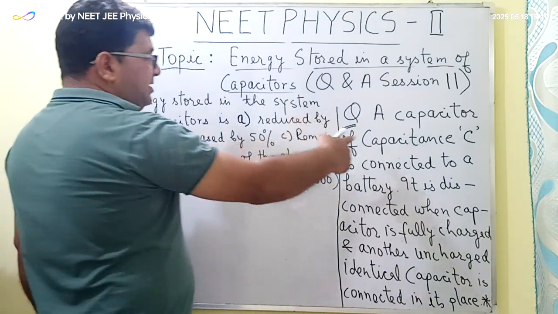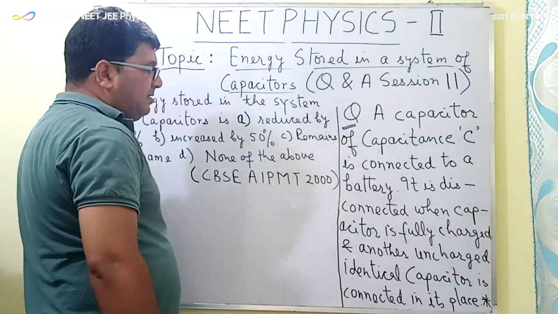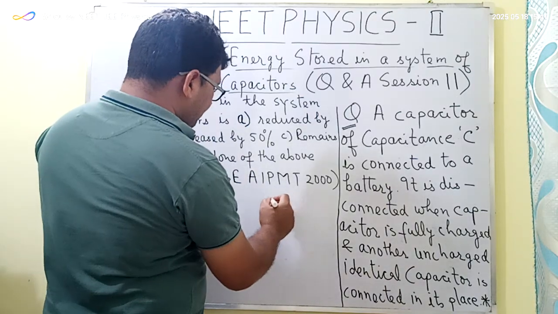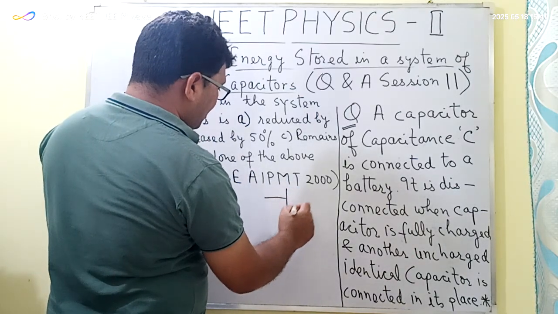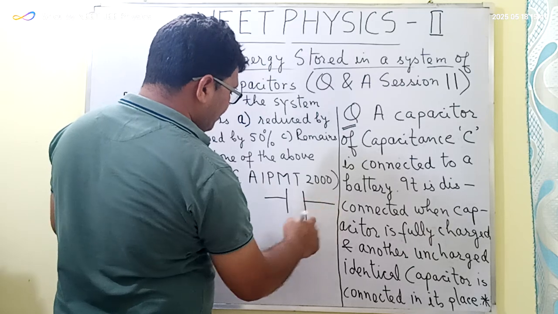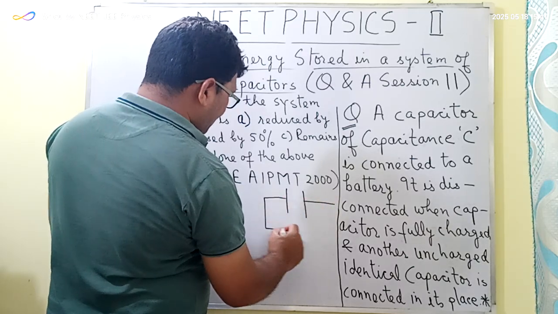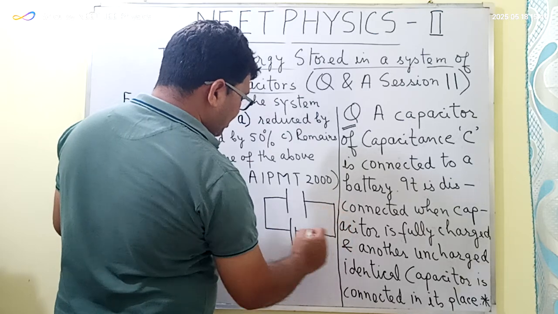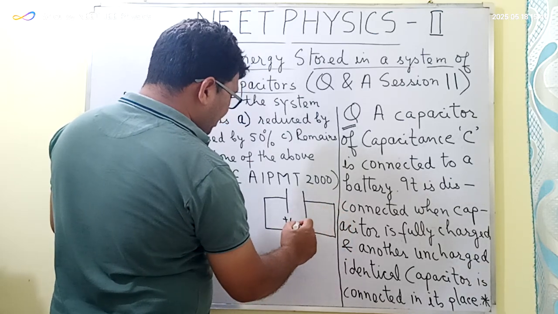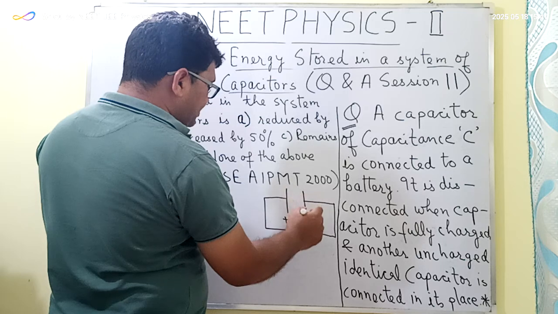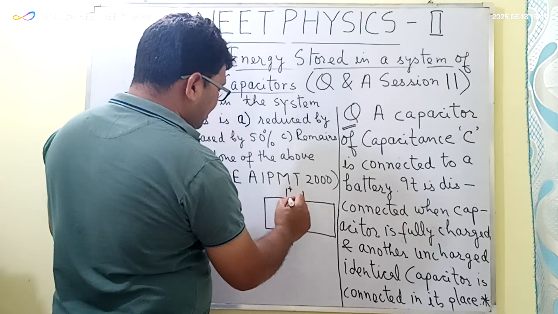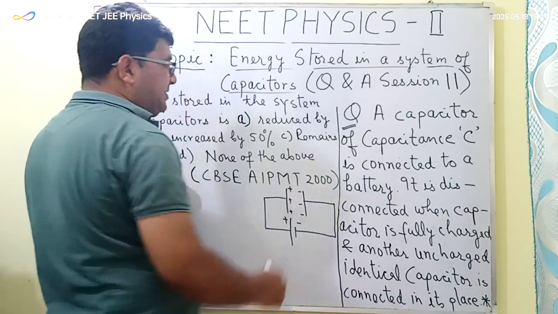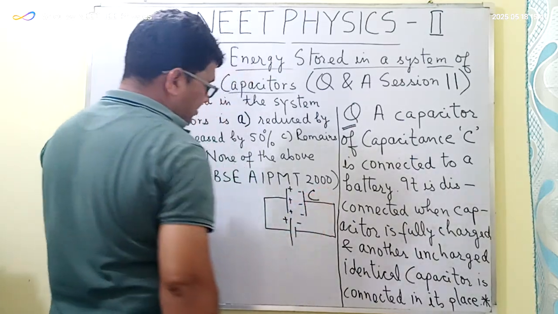So here a capacitor of capacitance C is connected to a battery, and the battery is disconnected when the capacitor is fully charged. So let us draw one figure here. So this is the capacitor which is connected to a battery like this. So this is the positive terminal of the battery, this is the negative. This is the capacitor and the capacitance of this capacitor is equal to C.